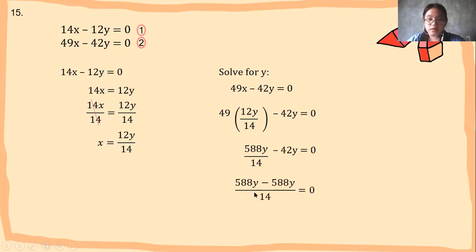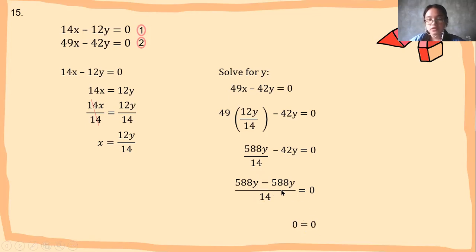Then let's find the LCD, which is 14. Then copy the 588y minus, and multiply the 14 and negative 42y. It will become negative 588y over 14 is equal to 0. So let's subtract. It will become 0 is equal to 0.